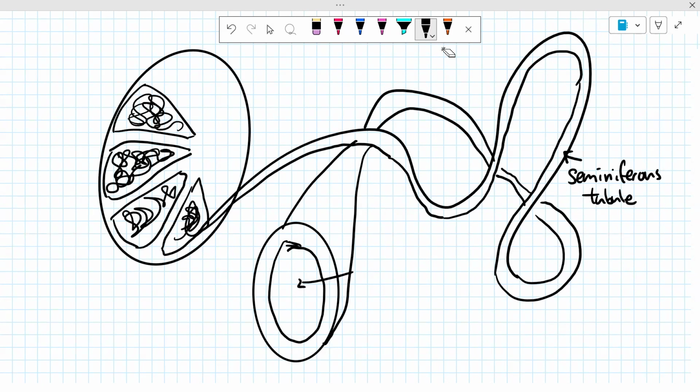This is the inside of the tubule, right? So on the edge here, this is where you will find the germ cells. And then as the germ cells undergo meiosis, they move towards the lumen, the inside. Okay, and then you will see these are the tails of the sperm.